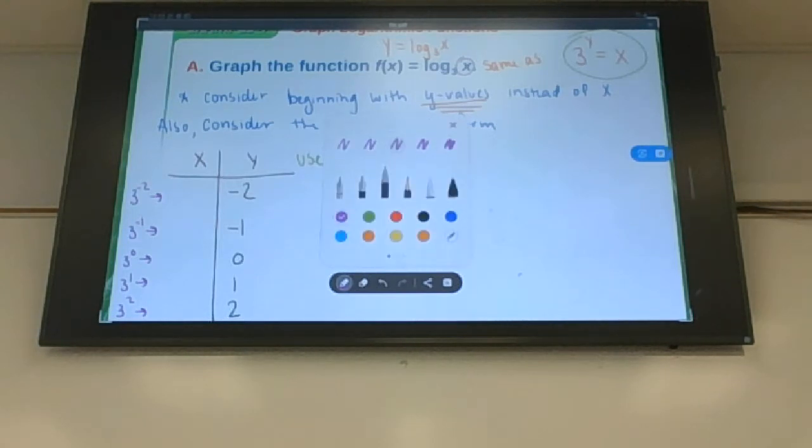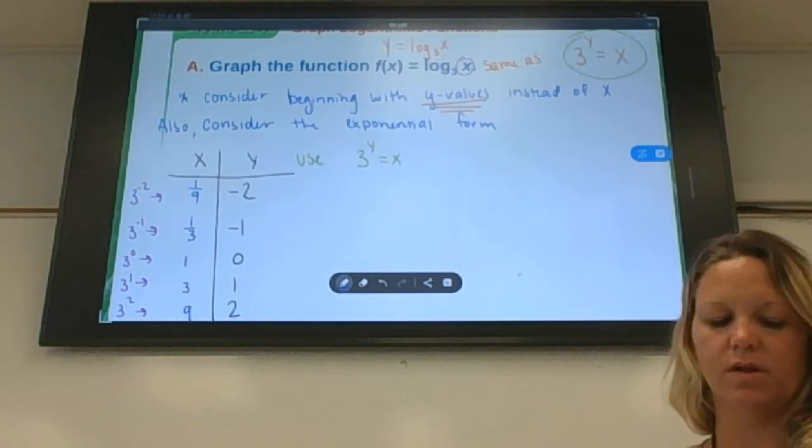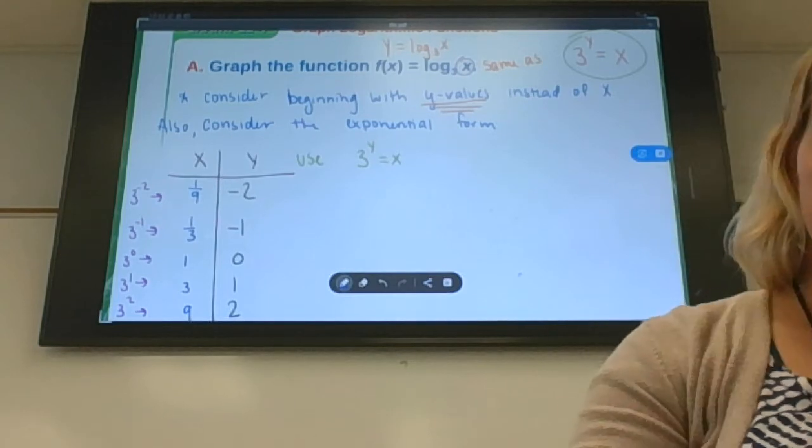Okay, so then our x would be 1/9, 1/3, 1, 3, and 9. And those are our ordered pairs.